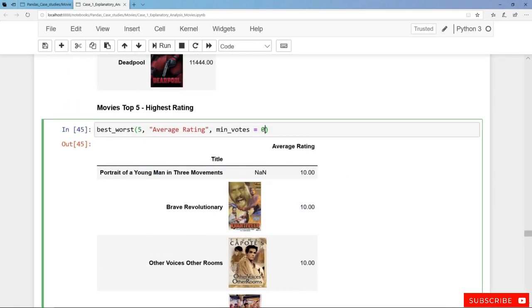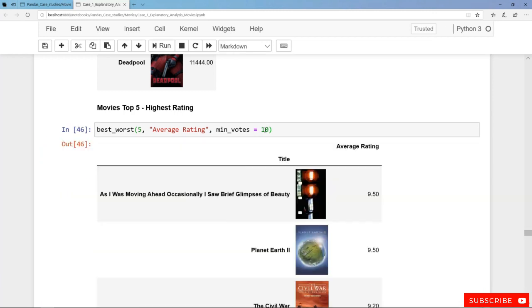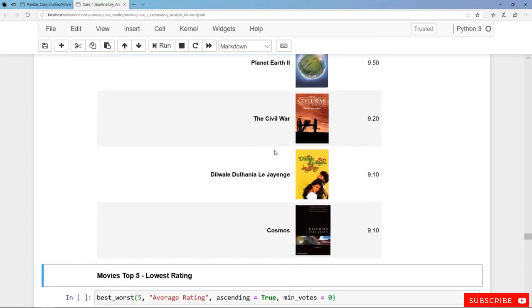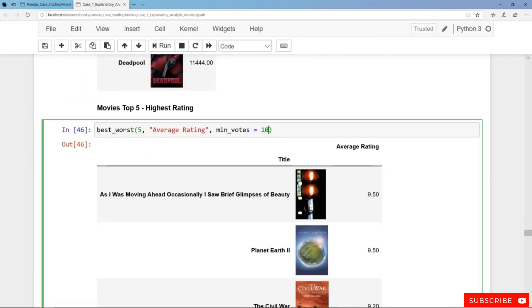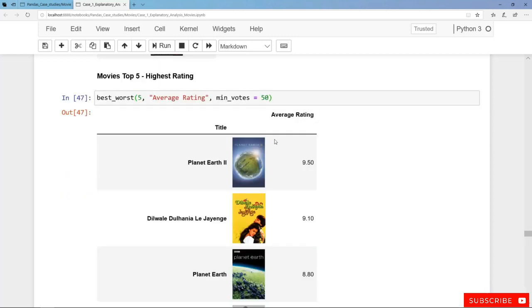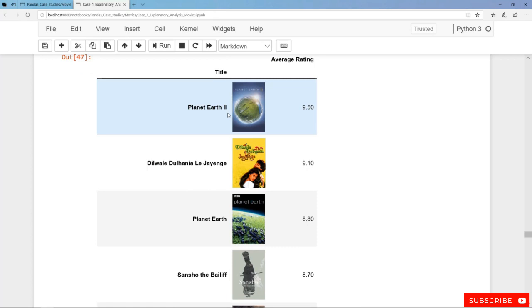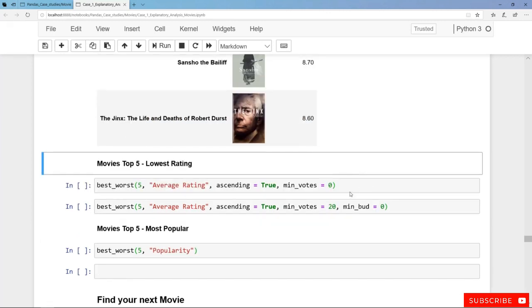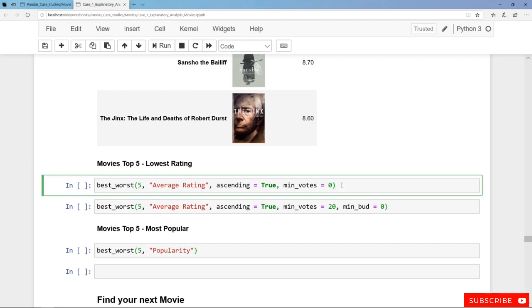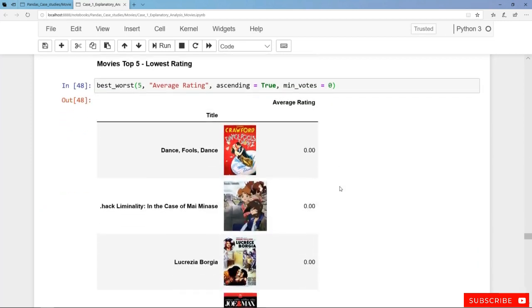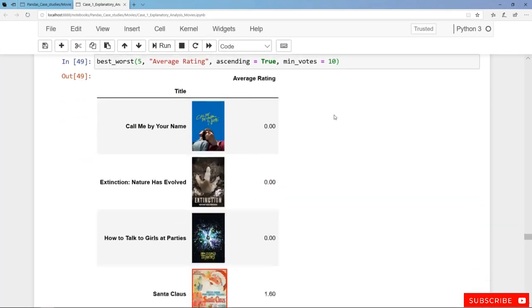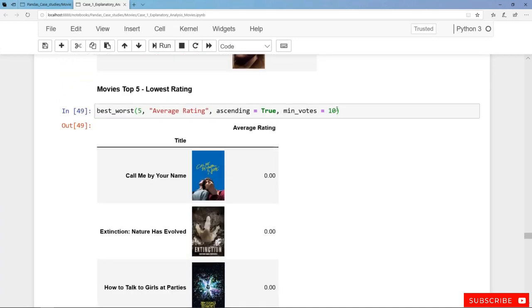But now let's increase this to, for instance, at least 10 votes. And here we have documentaries like Planet Earth. And let's further increase to 50. So here we have Planet Earth 2 and Planet Earth. And of course, you can also get those movies with the lowest ratings. And also here we can start with min votes equals 0. But we can increase min votes to 10. Or, for instance, to 100.